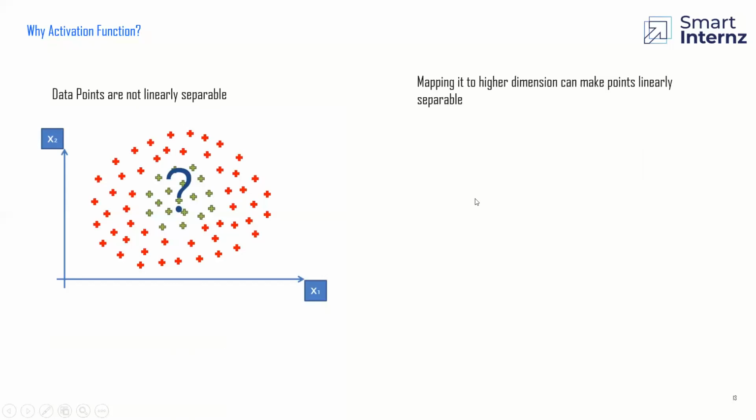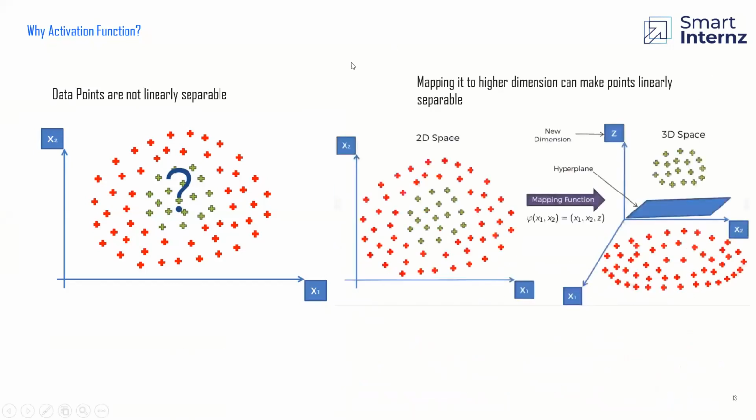When we talk about higher dimensions, we need to separate the data linearly. So what do we do in this case? We have a 2D space right now. We can apply a mapping function that converts the 2D space into 3D space. Now in the 3D space, it is easy for me to identify the green and red categories, the two different categories.